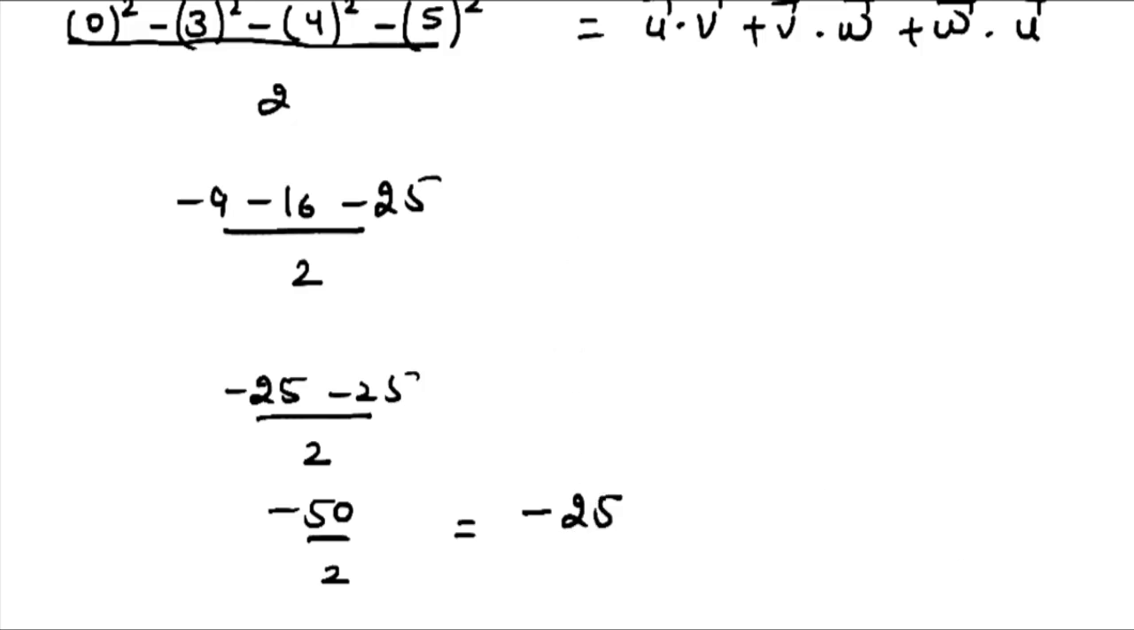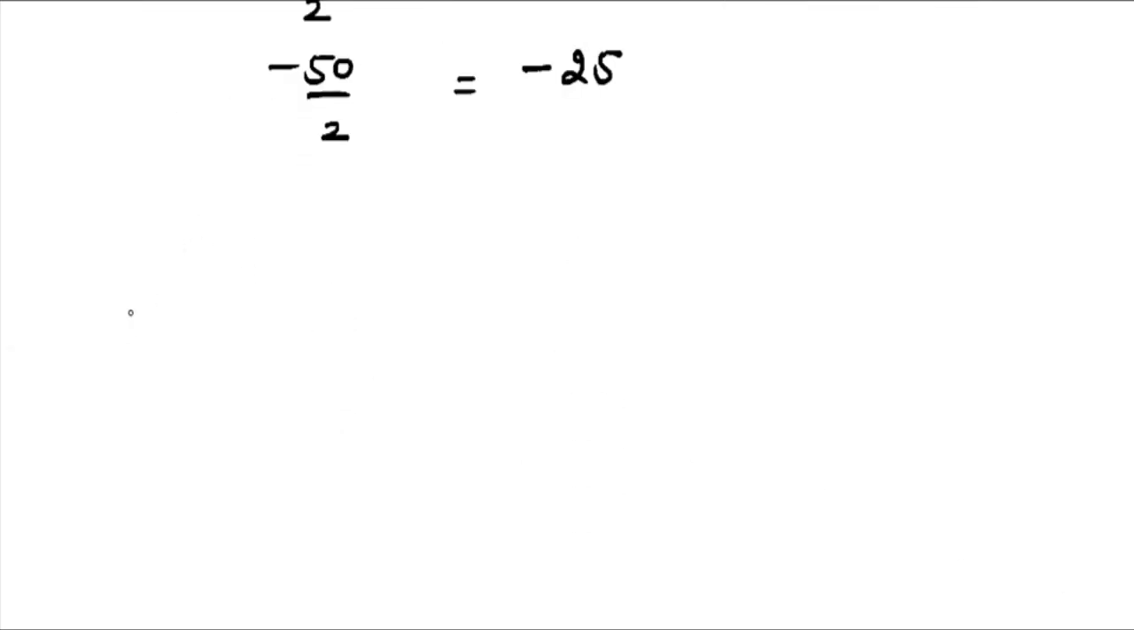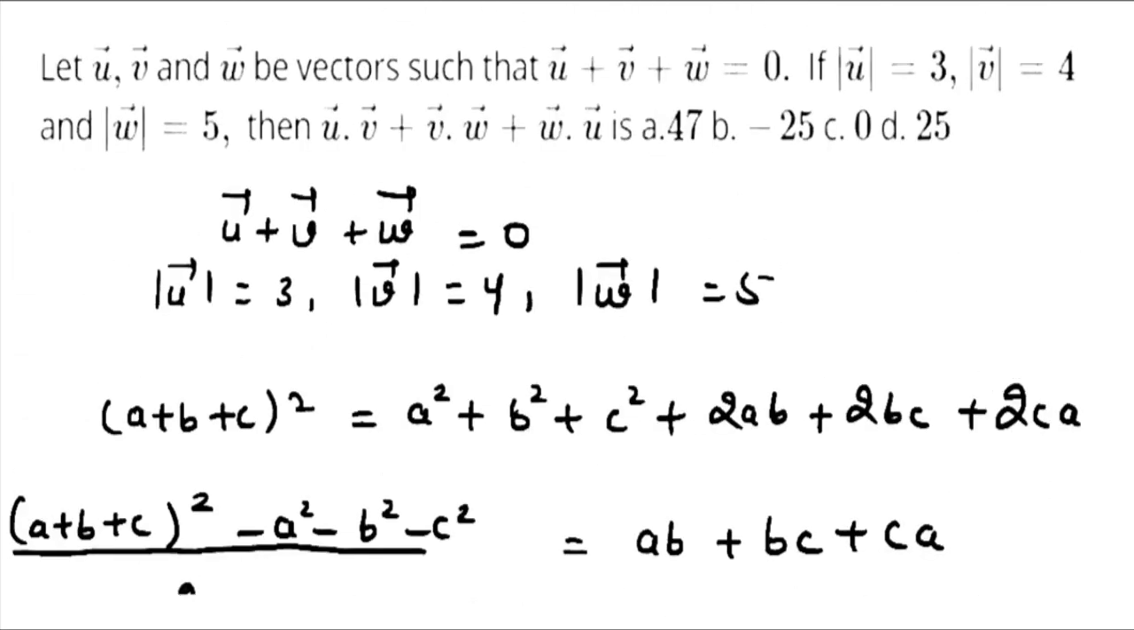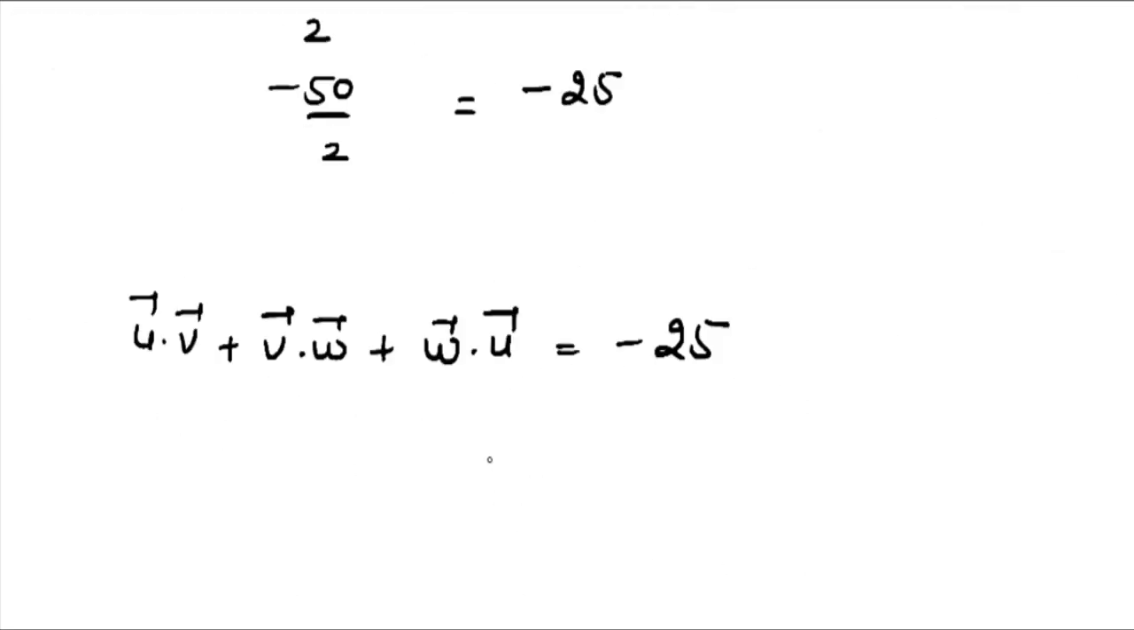So what we have got is that u vector dot v vector plus v vector dot w vector plus w vector dot u vector is minus 25. Now let's check out the options we are provided. Minus 25 is option B. So option B, which is minus 25, is the correct answer for this question.